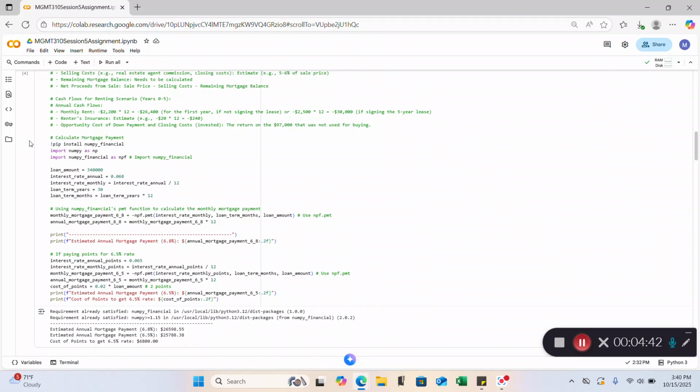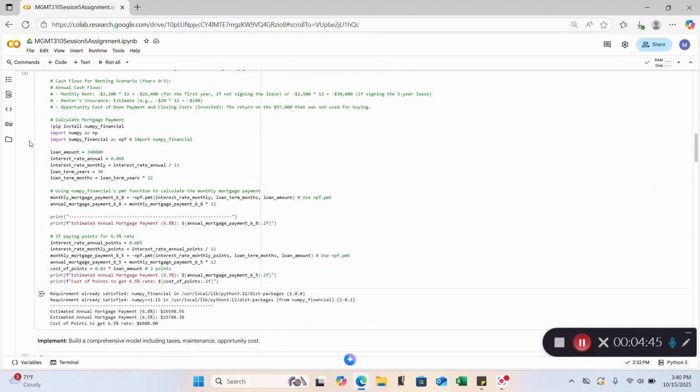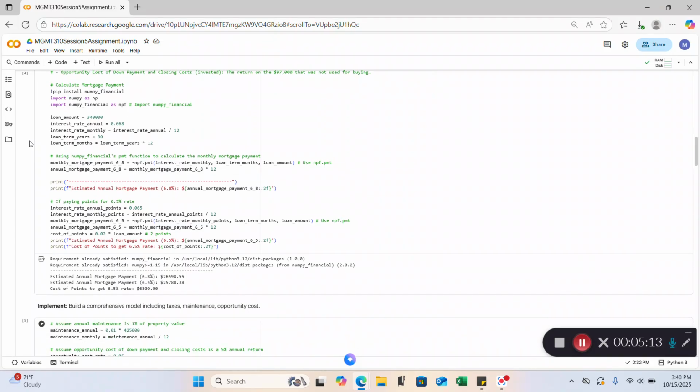And we can move on to the cash flows for renting scenarios, so years 0 to 5. Our monthly rent would be $2,200 times 12, being $26,400. And for the first year, if we're not signing the lease, it would be $2,500 times 12, being $30,000. That would be if we sign the 5-year lease. Our renter's insurance is estimated at about $240, and our opportunity costs and closing costs, being the things that are invested, would be the return on the $97,000 that was not used for the buying.